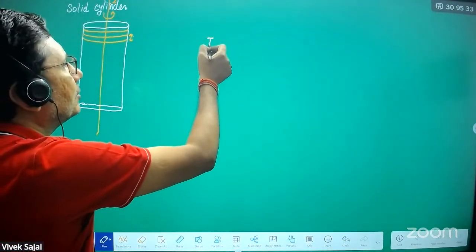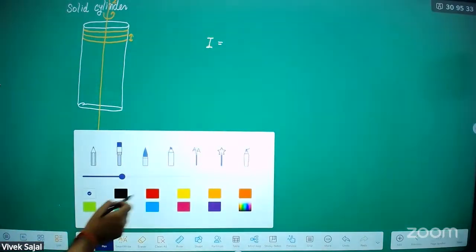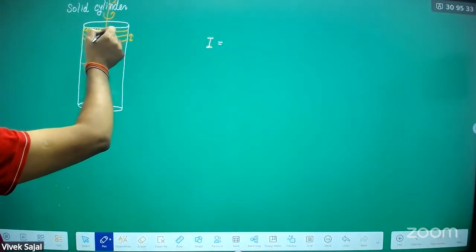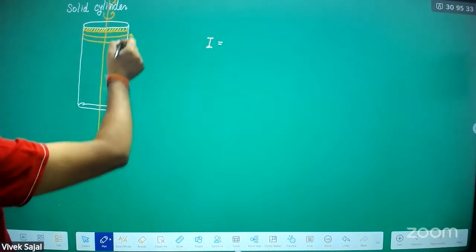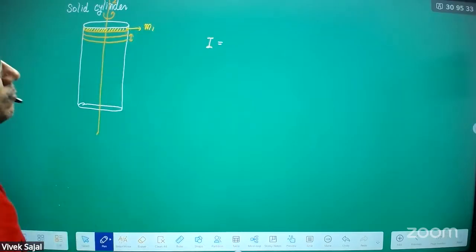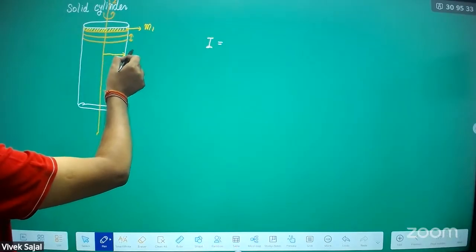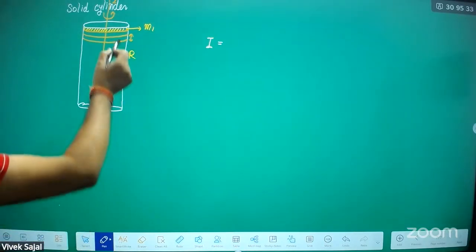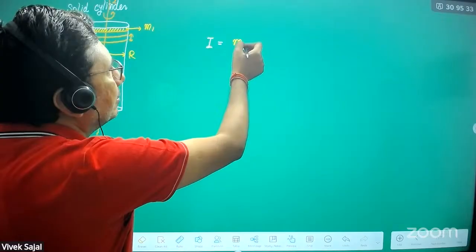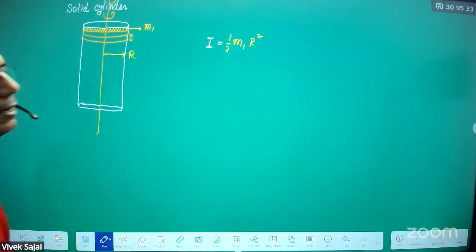First consider this disc. Suppose its mass is m1. The radius of this will be r, and the radius for all the discs will be r. So what will be the moment of inertia of this disc? That will be 1 by 2 m1 r square.